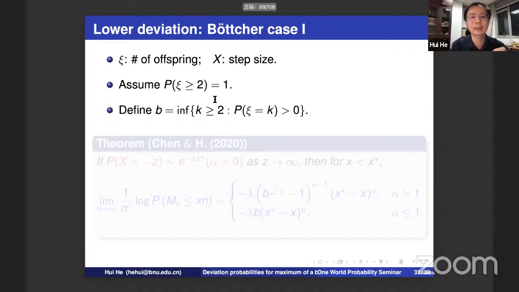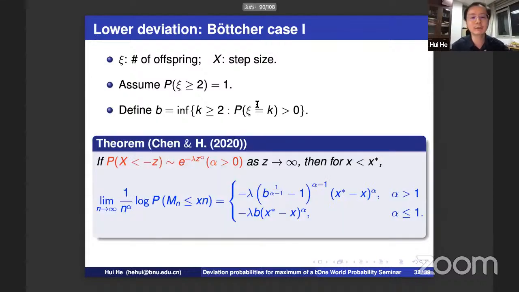Then we need to introduce another notation, a little b here. What little b means is that you take the infimum over all k such that the probability that the number of offspring is k is positive. So this means the minimum number of all possible offspring.